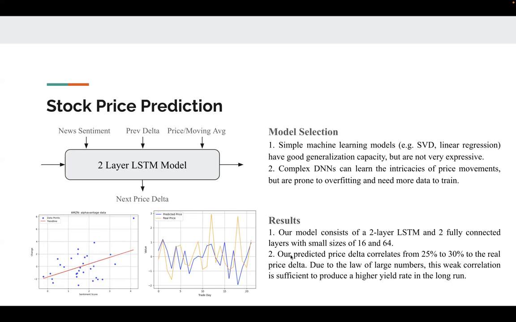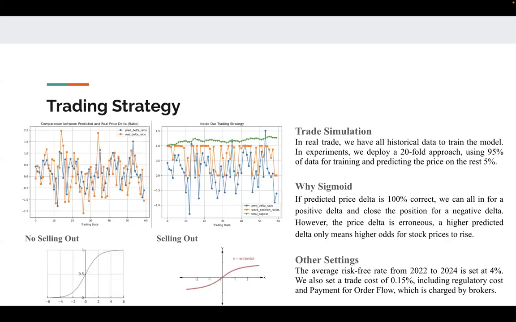And our predicted price delta correlates from 25 to 30% to the real price data. Due to the law of large numbers, this weak correlation can provide us with a higher yield rate as we trade for a long time.